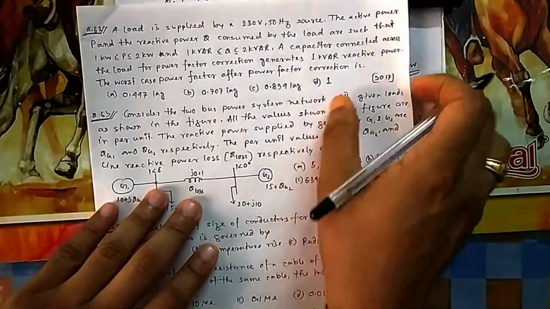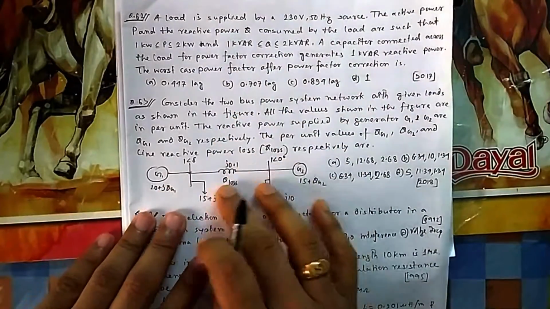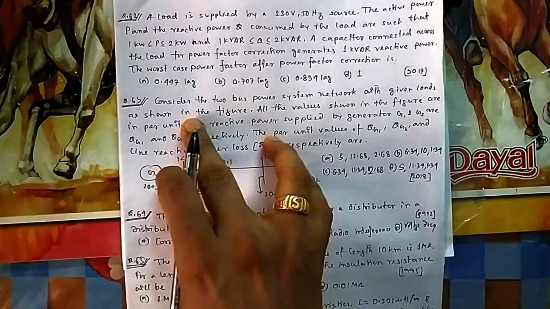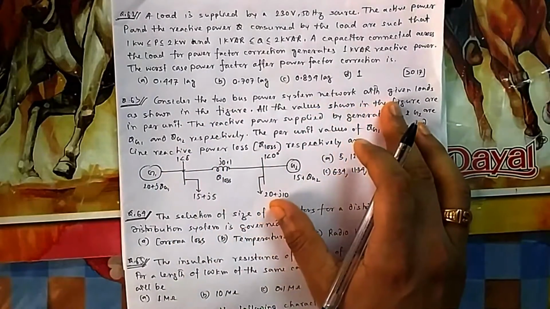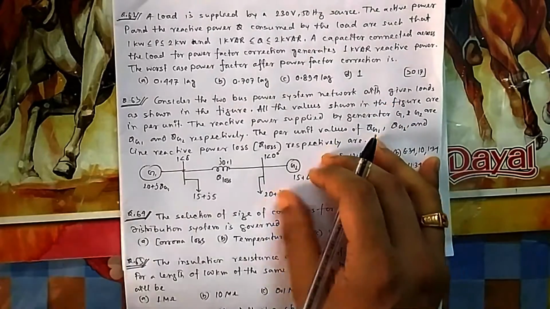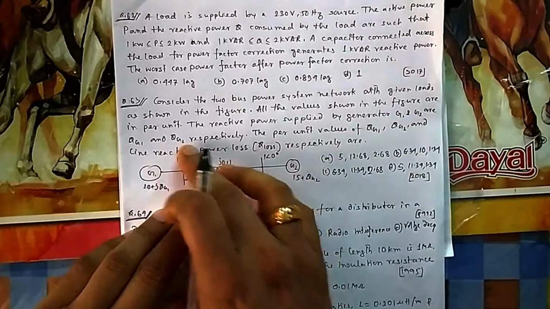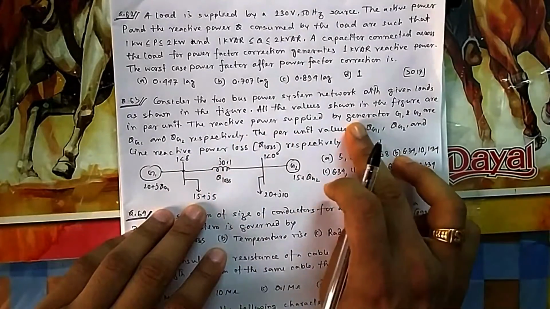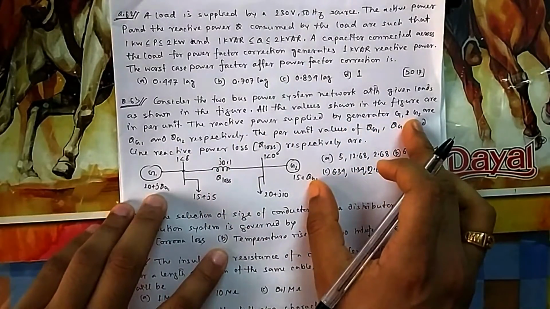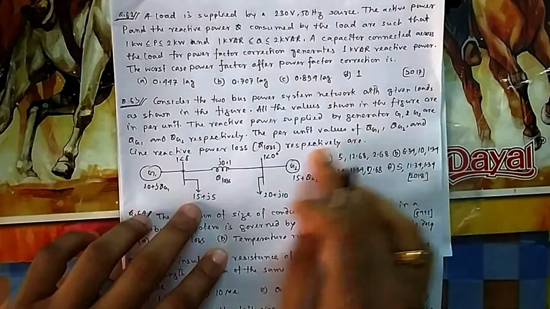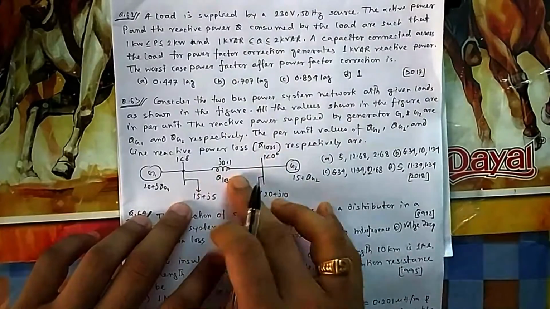Now if you come to question 63, again the same type of questions, we have already discussed these. Okay, let us see. Consider a two bus power system network with given loads as shown in the figure. Now the loads are complex loads, they have real and reactive both. All the values shown in the figure are per unit. The reactive powers that should be supplied by the generators G1 and G2 are QG1, QG2. Find the per unit values of QG1, QG2 and the line Q loss. How much Q will be lost here?